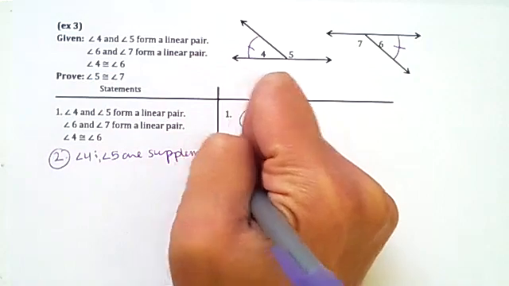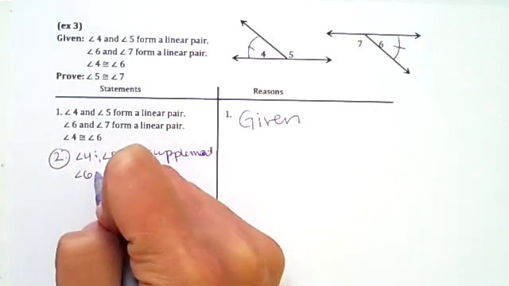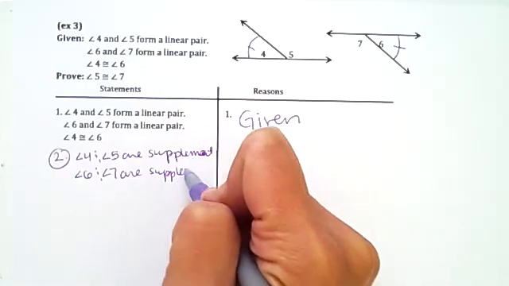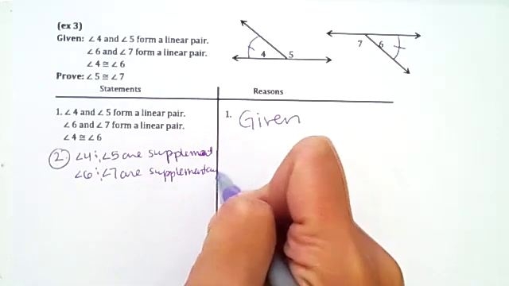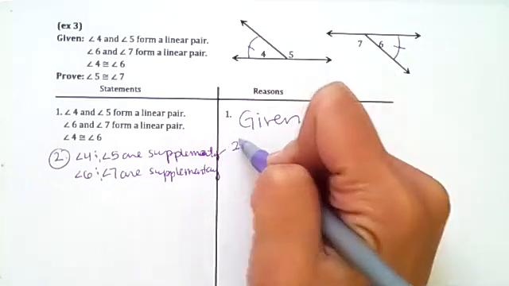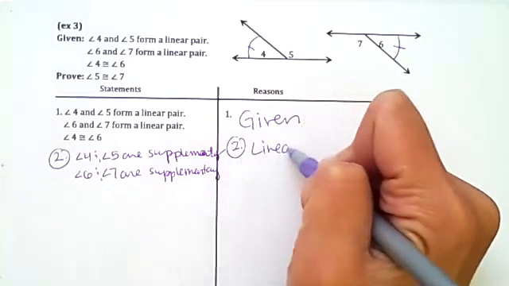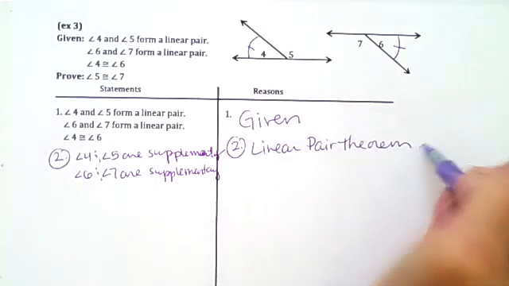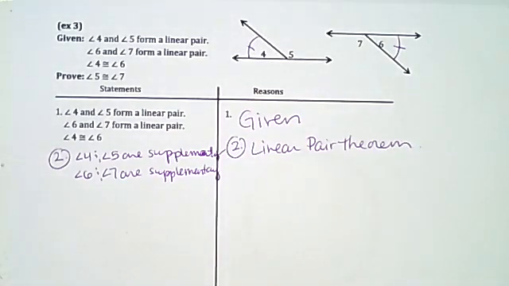Oops, I ran out of room. Okay, you get the idea. And then angle 6 and angle 7 are supplementary, and that would be linear pair theorem. So anytime you're told they're a linear pair and then they say that they're supplementary, that's linear pair theorem.